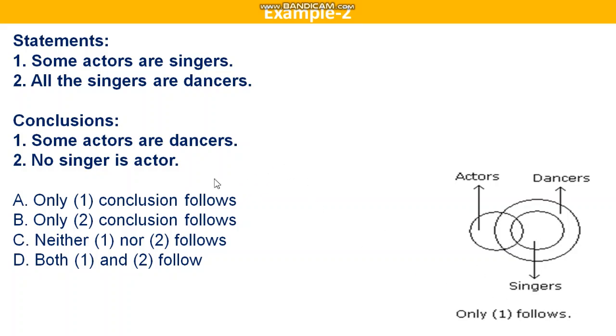Let's see how many conclusions follow. Number 1, some actors are dancers. Yes, by this Venn diagram it seems that some actors are dancers. That is true. Number 2, no singer is an actor. That is not true. So conclusion number 1 follows. Option A is the correct answer.